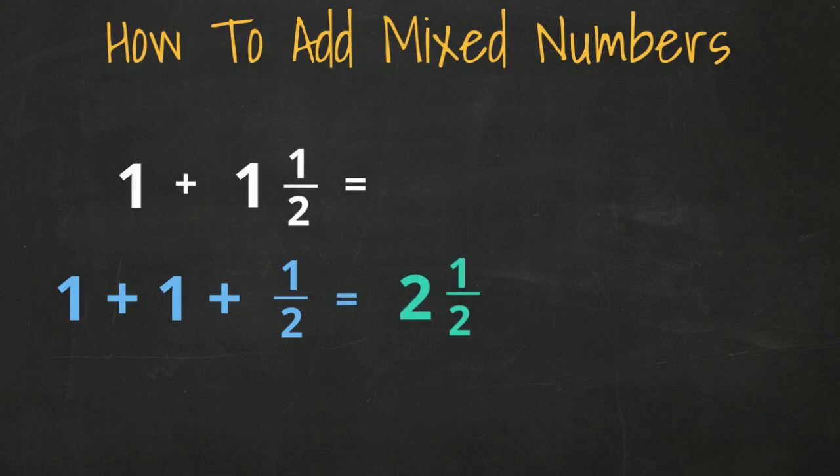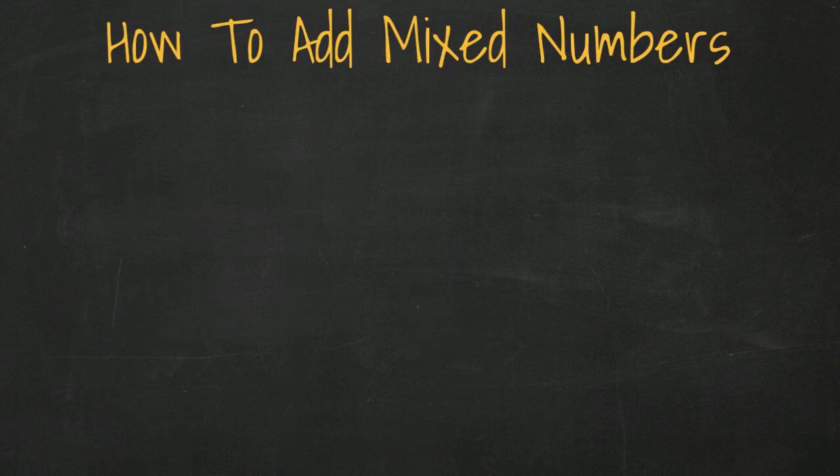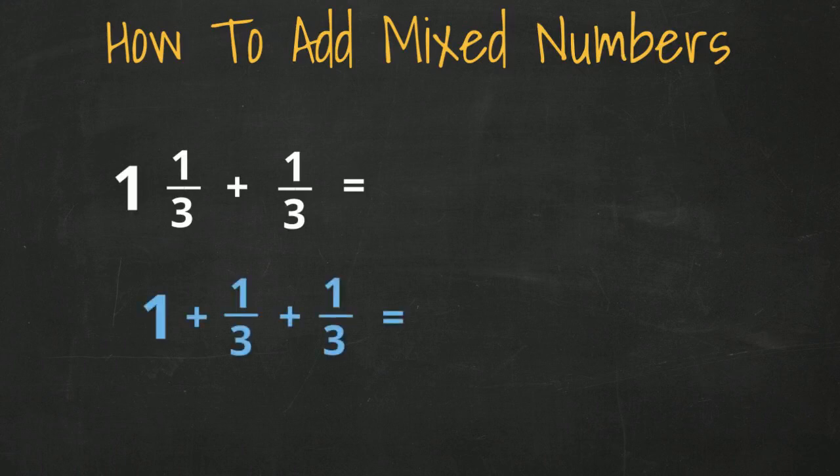But what if we had a problem like this, where we had a mixed number and a proper fraction? 1⅓ plus 1/3. Looking at it in a picture format, we can see that we have 1 whole plus 1/3 plus 1/3 equals 1 plus 2/3. Did you notice anything in the past two examples when we started adding these fractions? We added the whole numbers to the whole numbers and the fractions to the fractions.